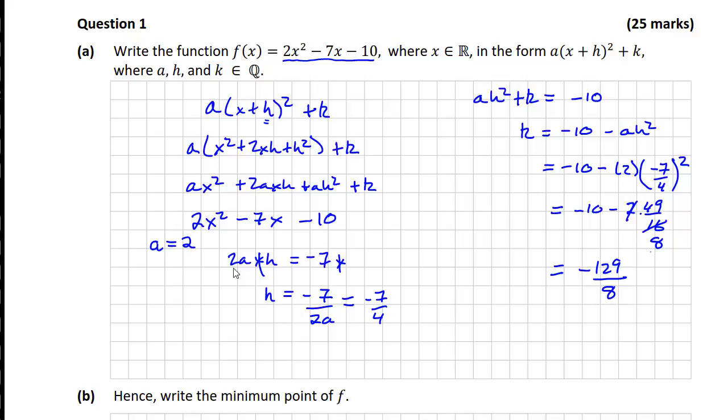So now we have a, h, and k. We'll just substitute them into this formula here. And we will get 2 times (x plus h, which is minus 7 over 4) squared, plus k, which is minus 129 over 8. And that is part A complete.